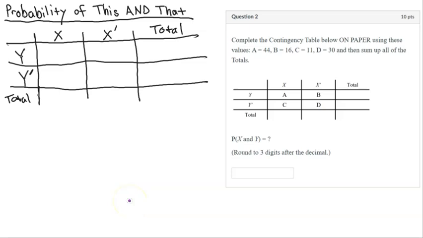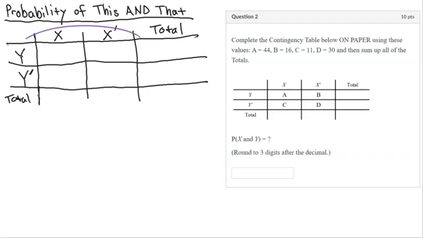All right, so now we're going to look at the probability of one event happening and another thing happening. The probability of this and that. So now both of them have to happen. When we did "or," only one of them had to happen, but with "and," you have to have both of them happening. If you don't have both of them happening, then the number is not going to be included.